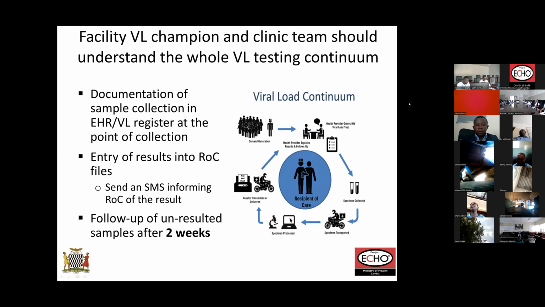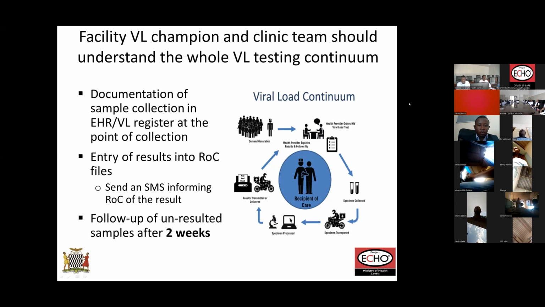What we see sometimes when we go to the facilities, when we ask, the answer is often that the viral load champion is not here. So it's not the viral load champion alone who should know. It's the whole clinical team, only that the viral load champion is coordinating that effort. Even if the viral load champion is not at the facility, someone else should be able to pick up that mantle and ensure that samples are being collected and sent. Once we get to 2 weeks, results are being tracked. If we have submitted a sample and at the hub it has been rejected, we get feedback that this sample was rejected at the hub.